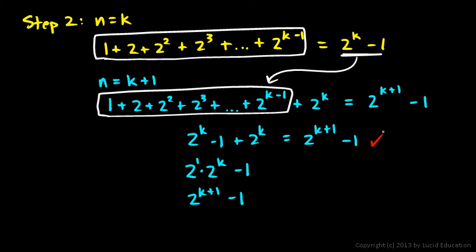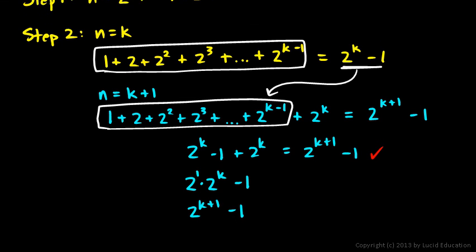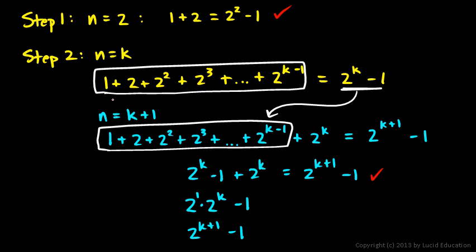So that works. So what we've shown is that if it's true for n equals k, then it's also true for n equals k plus 1. So it must be true for every natural number n.